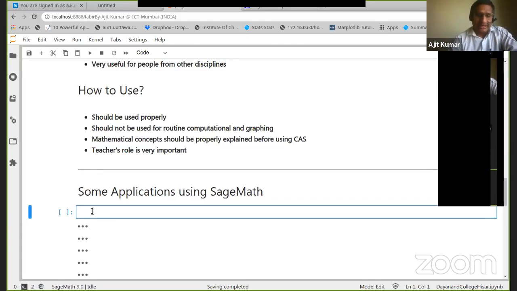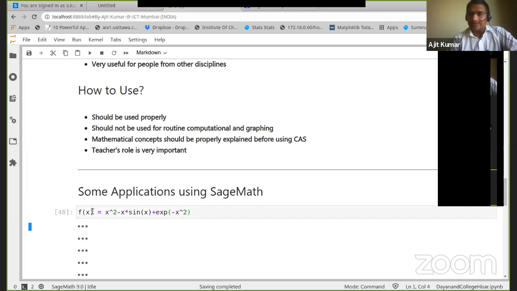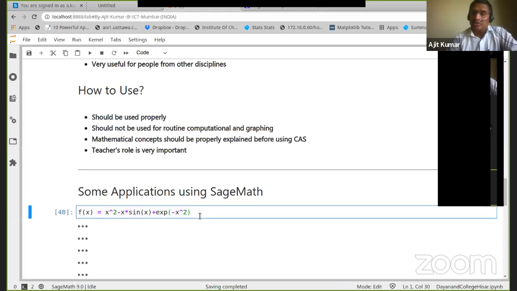So let us see. Suppose I define a function. Let us say I'll define a function f of x. Let me simply define x square minus, let us say, x into sine of x plus, let us say, exponential of minus x square. A fairly complicated function. Now we can ask what are the things that we want to do with this function. Once you have this function, what are the things you would like to find out? Maybe you would like to plot a graph. Maybe you would like to find the derivative. Maybe find the integral. Find local maxima, local minima of this. Find whether it has some real roots. Right? These are the things that we do in calculus. So all these things can be done very easily.